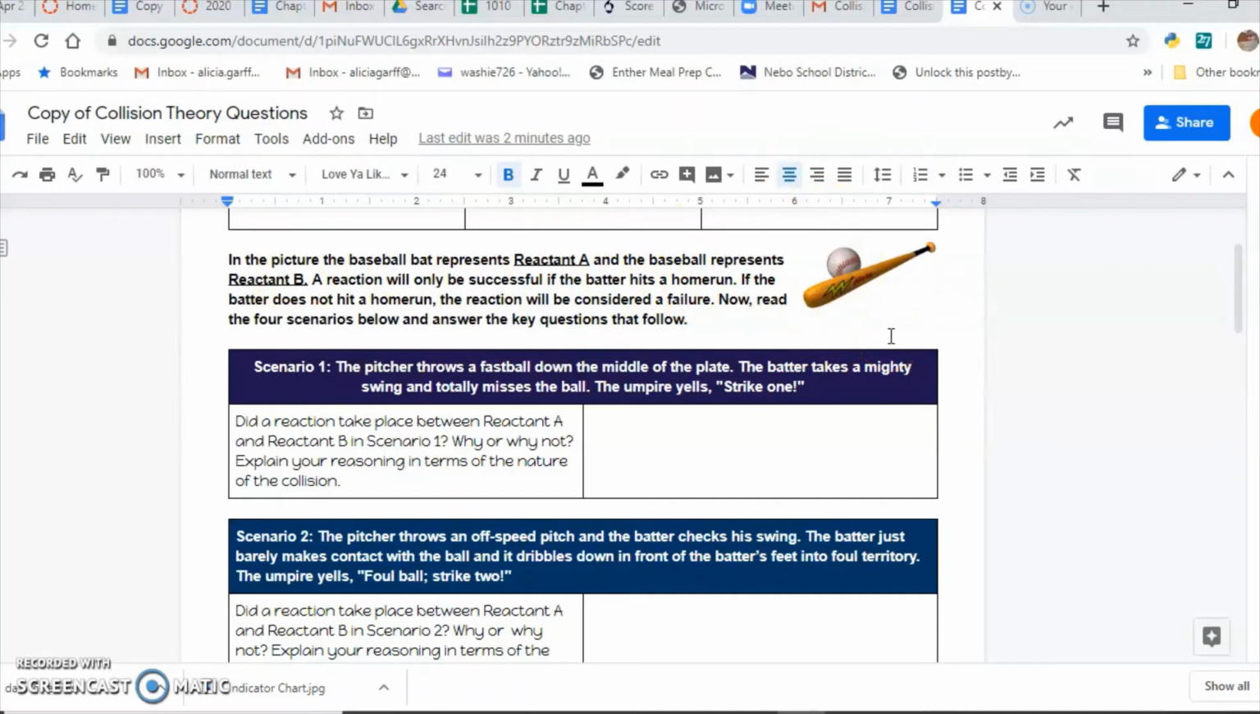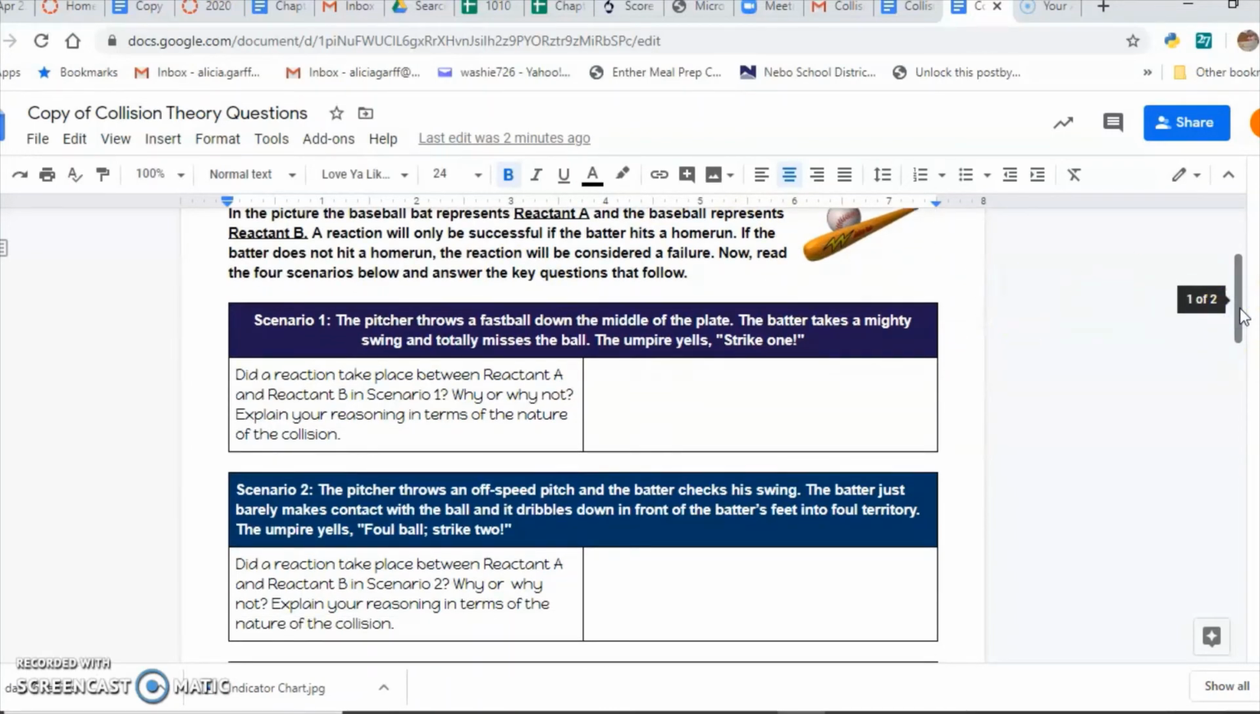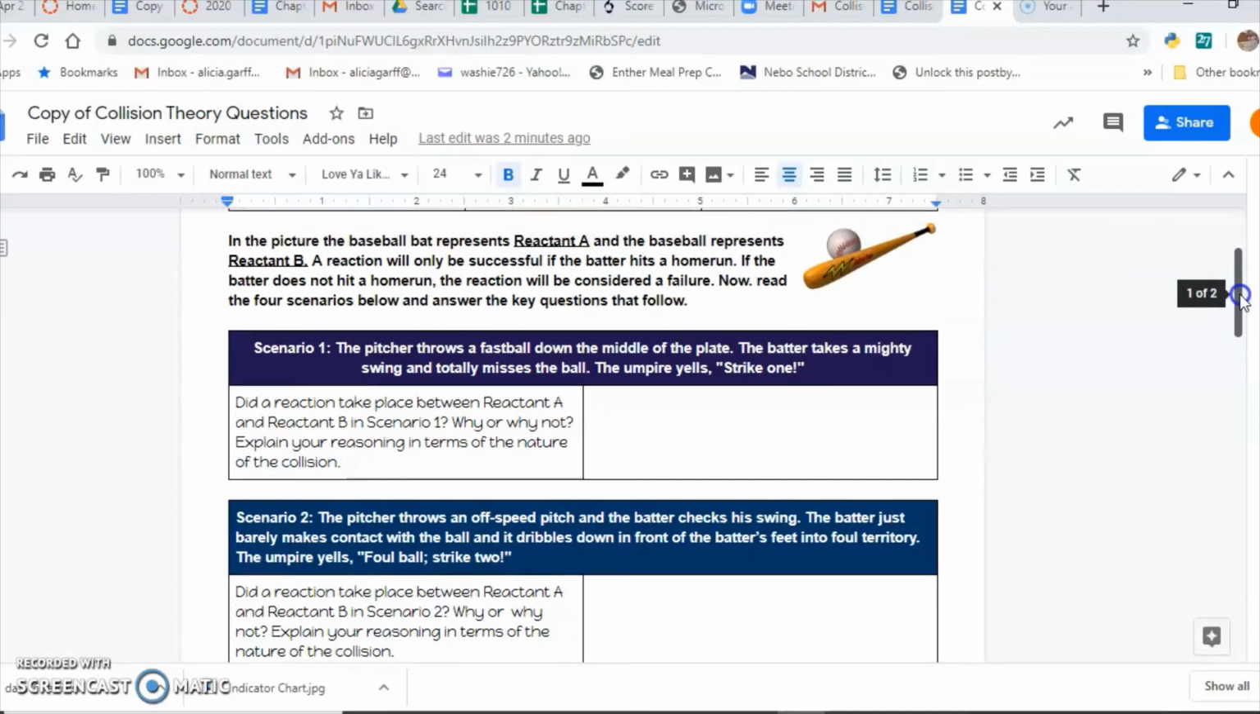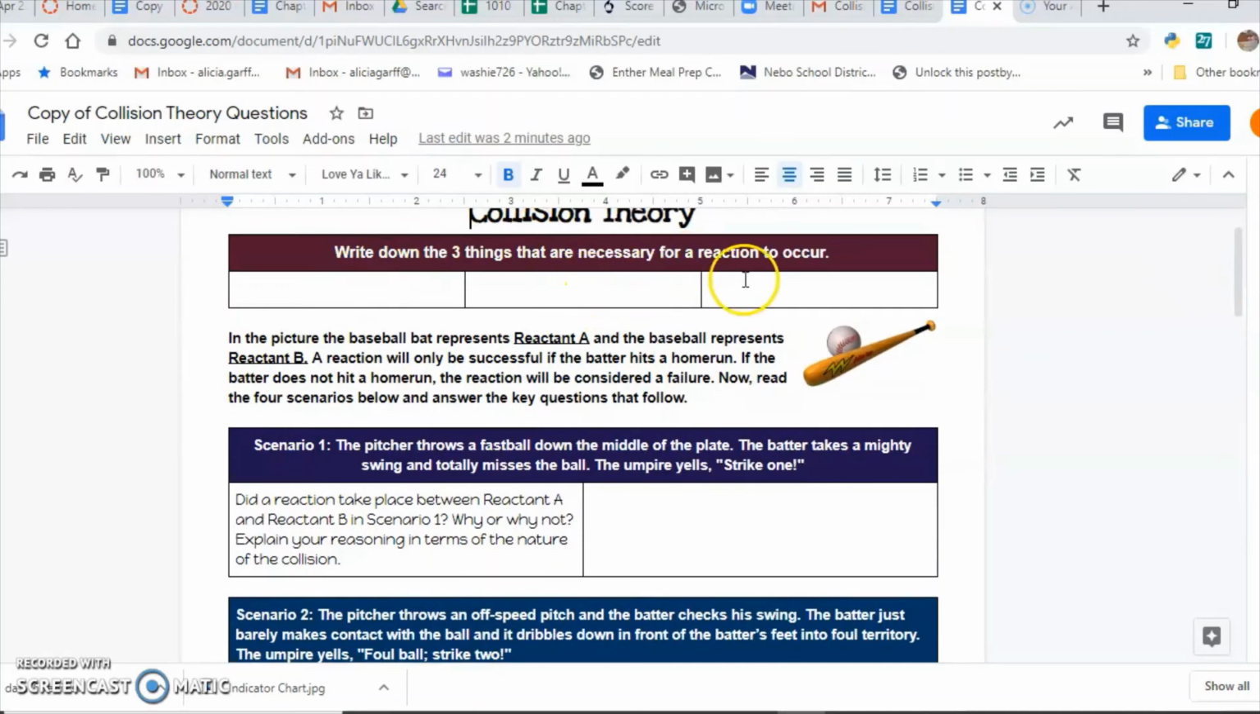Okay, so remember, for a reaction to happen, the reactants have to collide with enough energy and at the right orientation. So you're going to get some scenarios here, and you have to decide if a reaction or a home run, we're going to compare a reaction to a home run, happened. And then if one did not happen, it will be because of one of these 3 things that was not present. So for example, scenario 1, did a reaction take place between reactant A and reactant B in scenario 1?